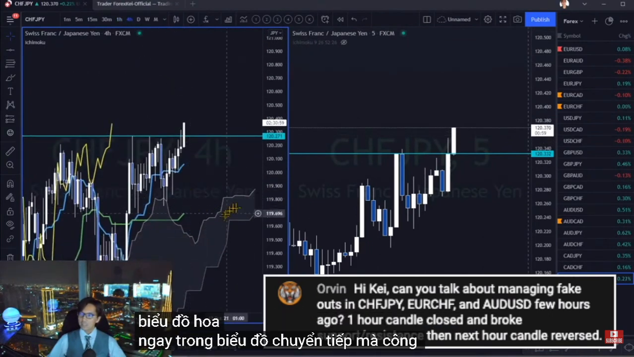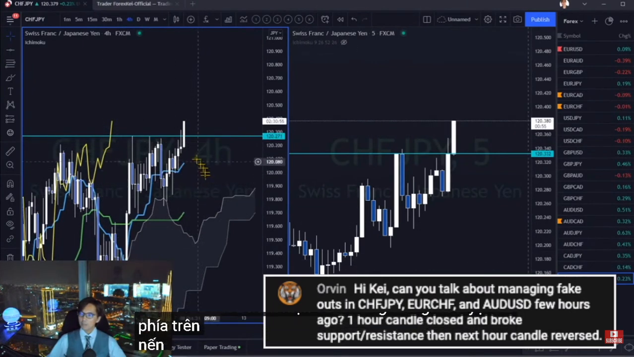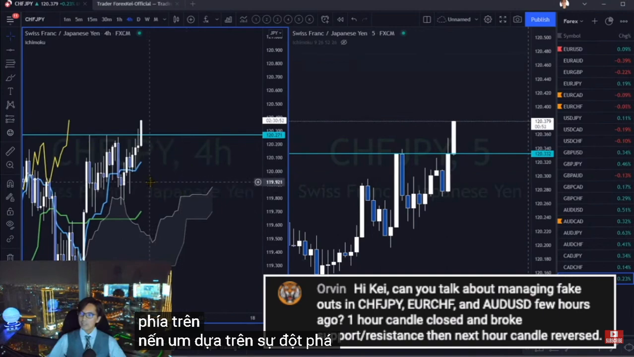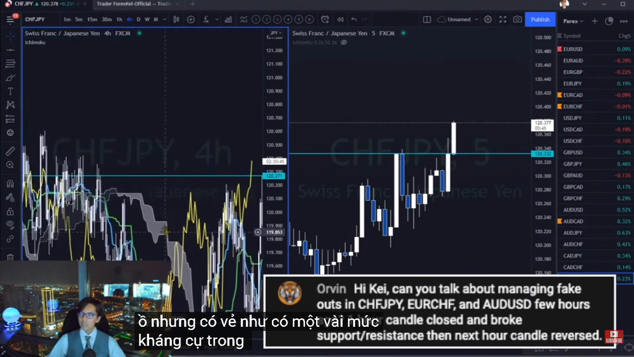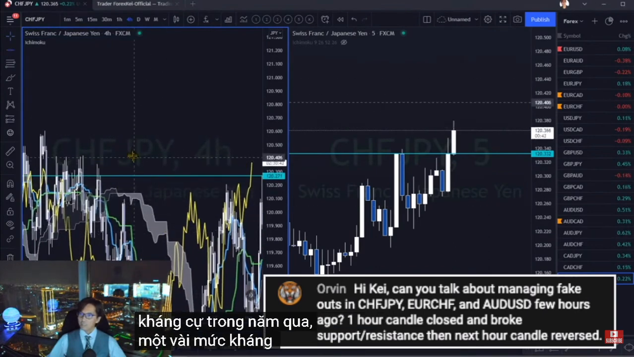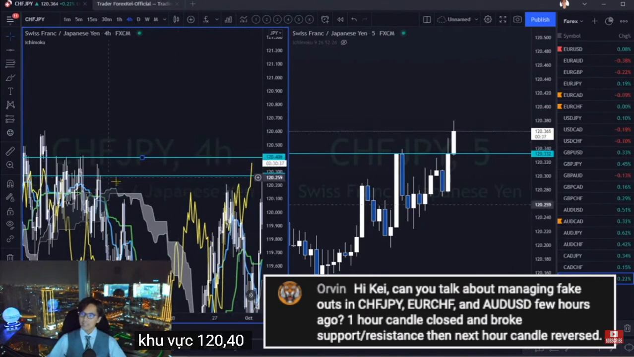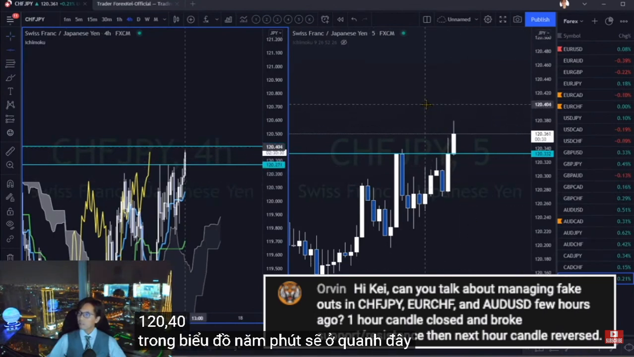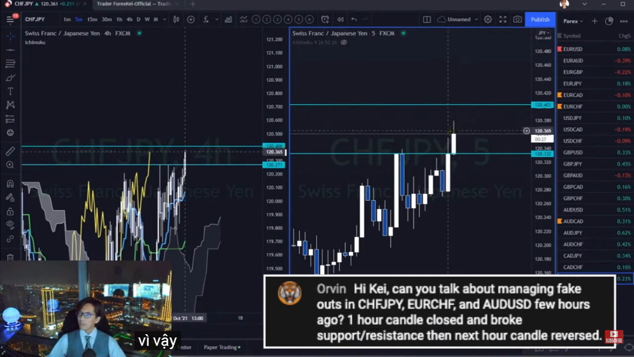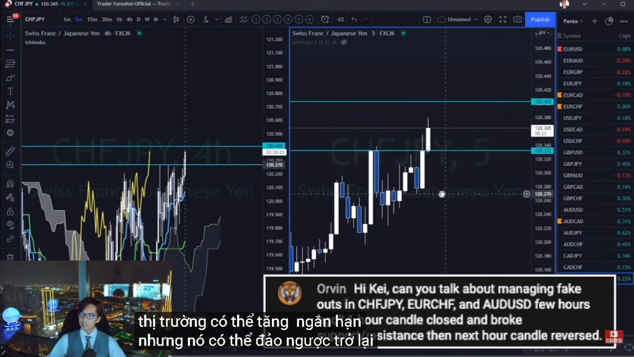All right, in the 4-hour chart, the Kumo up, Kijun-sen, Tenkan-sen up, and Chikou span above the candles based on this breakout. Oh, but it looks like there are a couple of resistances in the past here, a couple of resistances at the 120.40 area. So 120.40 in the 5-minute chart will be around here. So yeah, the market could go up in the short term, but it may reverse backwards.